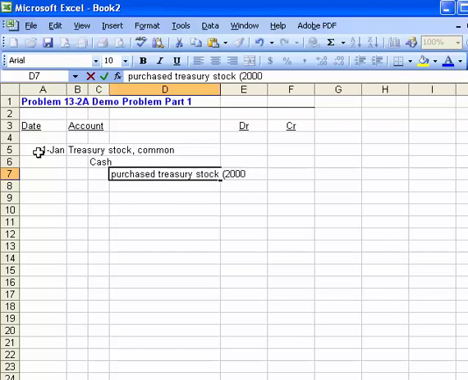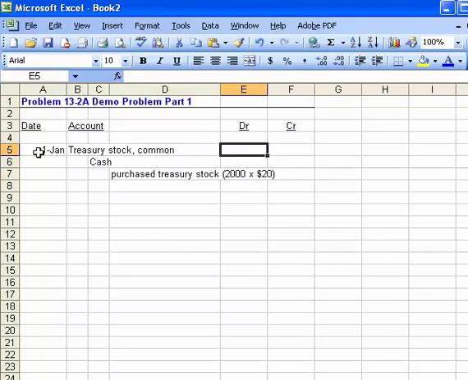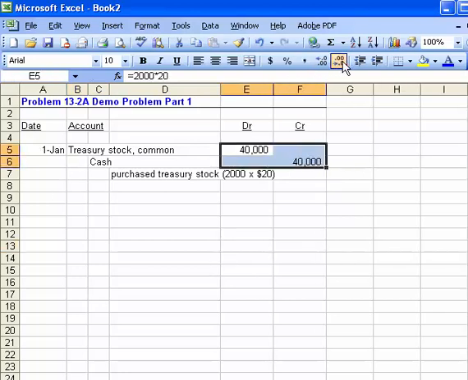And the calculation would be 2,000 shares times $20. So the dollar amount would be 2,000 times 20, $40,000. Again, I'm not going to spend a whole lot of time formatting. Let's just cover the bases a little bit here. That would be our first entry.